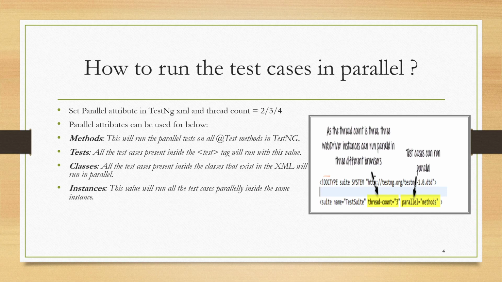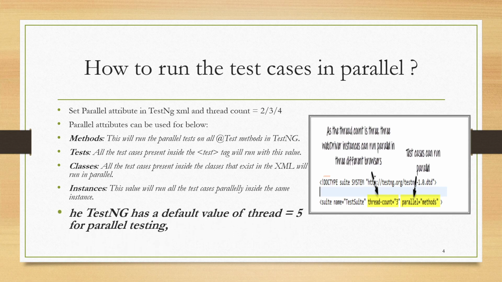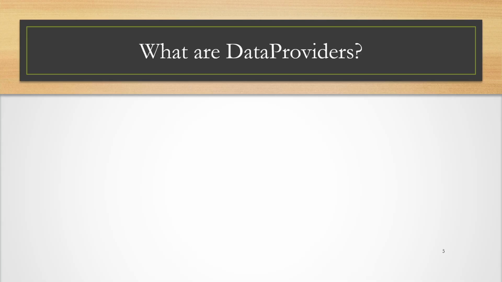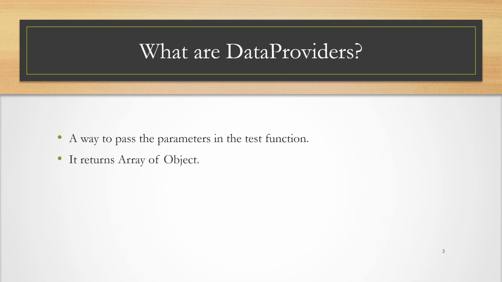The very tricky question, what is the default value of thread count? So the default value is 5. This is a trick question. Next question, what are data providers? So a data provider is a way to pass the parameters in a test function. What does it return? It returns an array of objects. And this is a TestNG annotation.